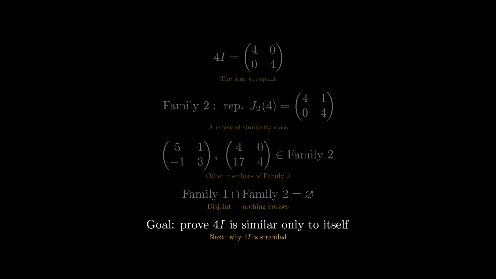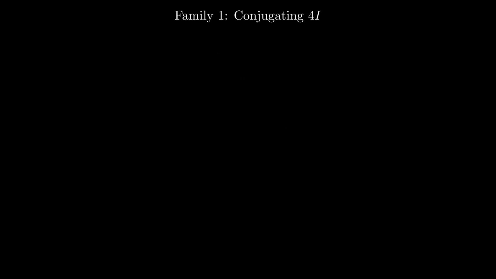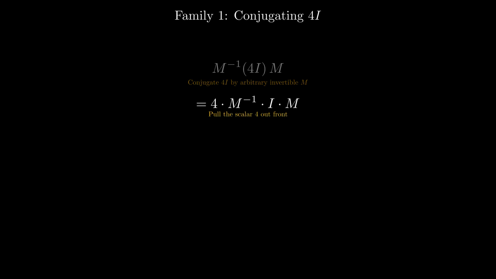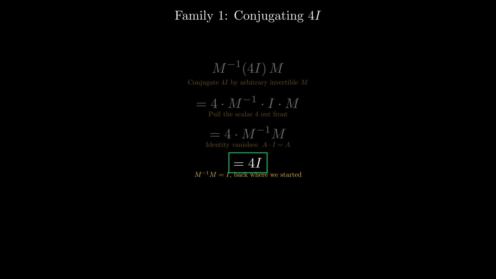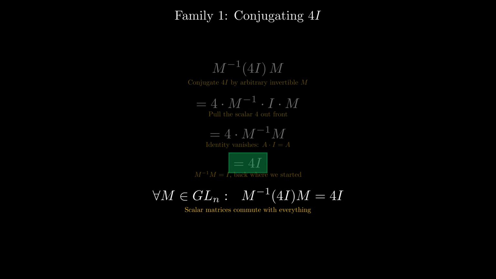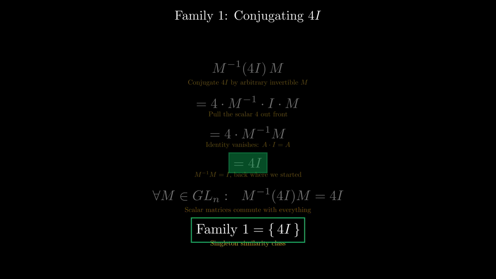Let's prove why 4 times the identity is stranded all by itself. Take any invertible matrix M and conjugate 4I. We get M inverse times 4I times M. Now pull the scalar 4 out in front. That gives 4 times M inverse times I times M. The identity matrix disappears, leaving 4 times M inverse times M, which is just 4I again. Scalar matrices commute with everything, so conjugation cannot move them. No matter what M you pick, you come right back to 4I. Family 1 has exactly one member, that's the singleton.